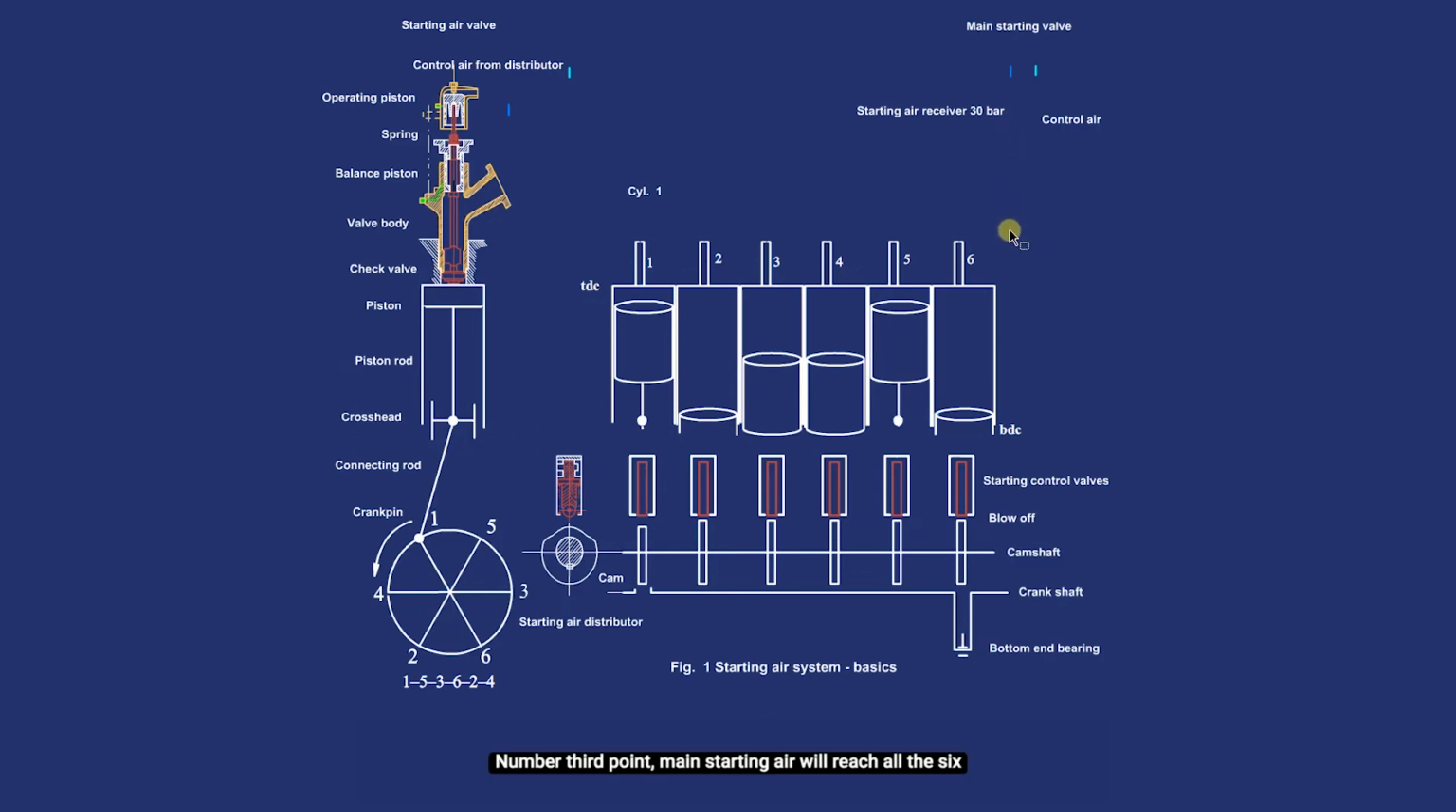Number 3rd point: main starting air will reach all the 6 cylinder starting air valves, and control air will reach all 6 starting control valves on giving the air kick. Number 4th point: the 6 plungers of starting control valves will get pushed down on respective cams. Number 5th point: the plungers 2, 3, 4, 5 and 6 will soon stop getting pushed down as they have reached their respective cam base circles.